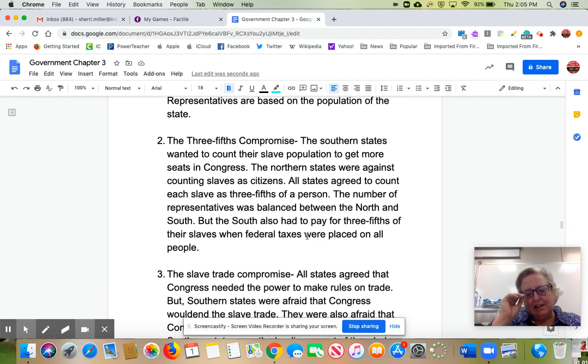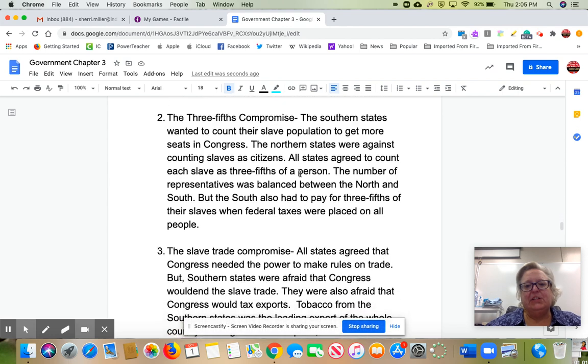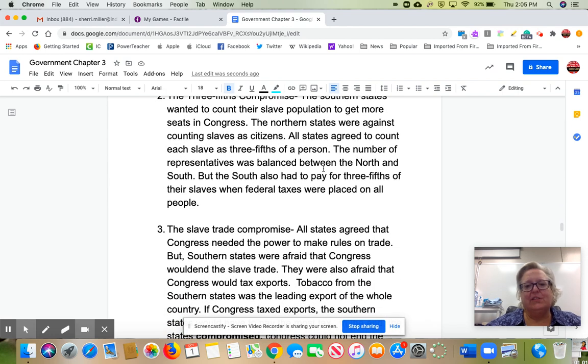Then the next thing was the 3/5 compromise. Because at this time, there was a lot of slavery going on, and the southern states thought they should get more power because they had more people there, and so they wanted to count the slaves. Okay, so the southern states wanted to count their slave population to get more seats in Congress. The northern states were against counting slaves as citizens, not because they didn't think of them as people, but because the southern states just wanted to up their amount of people, and that wasn't fair.